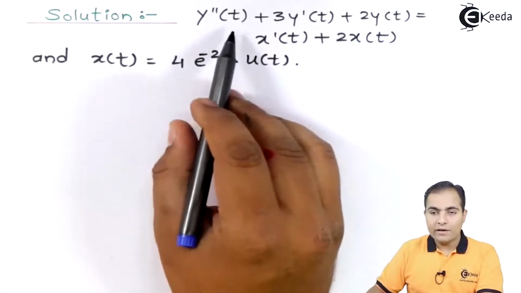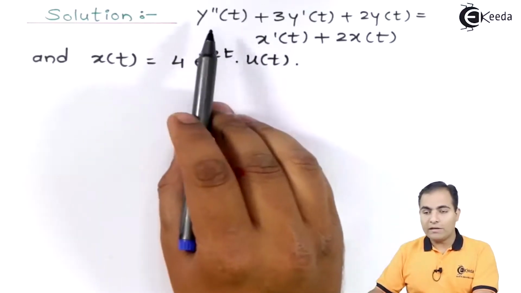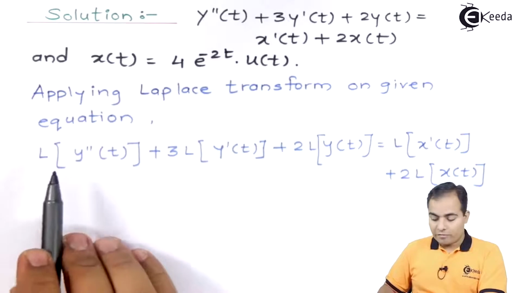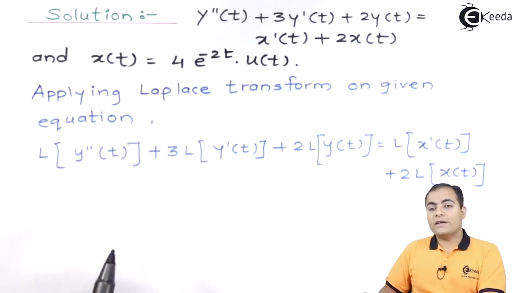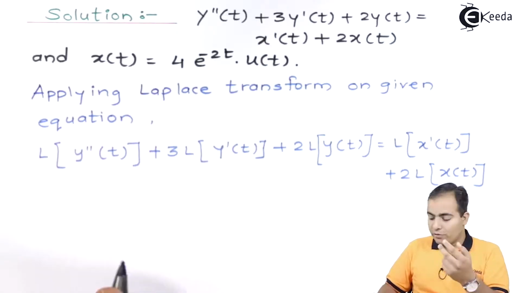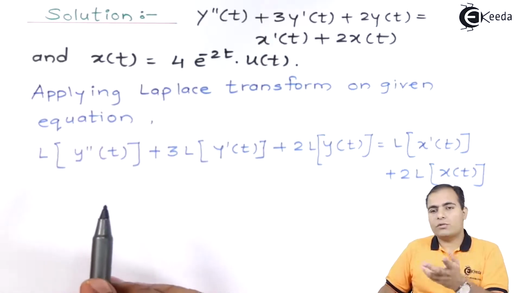Now, we'll apply the Laplace transform on all these terms of the differential equation. We know that the Laplace transform of y double dash of t is s square y of s minus s y of 0 minus y dash of 0. Since the system is relaxed, I'm not going to write s y of 0 as well as y dash of 0. I'm going to write only the value of the Laplace transform of y double dash of t, and it is s square y of s.